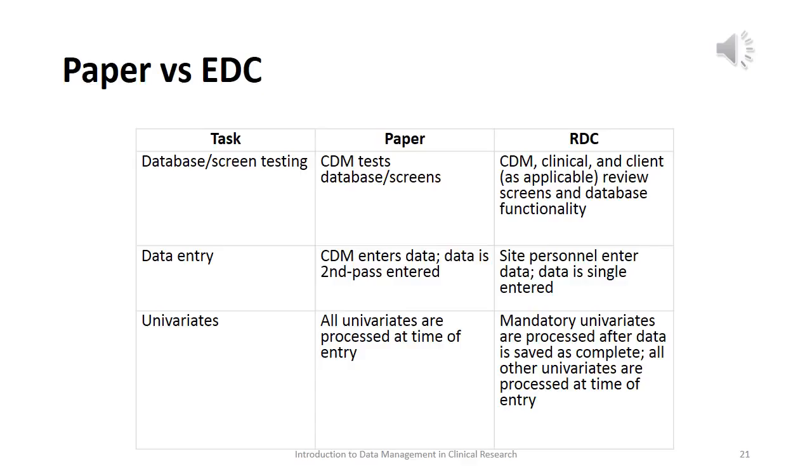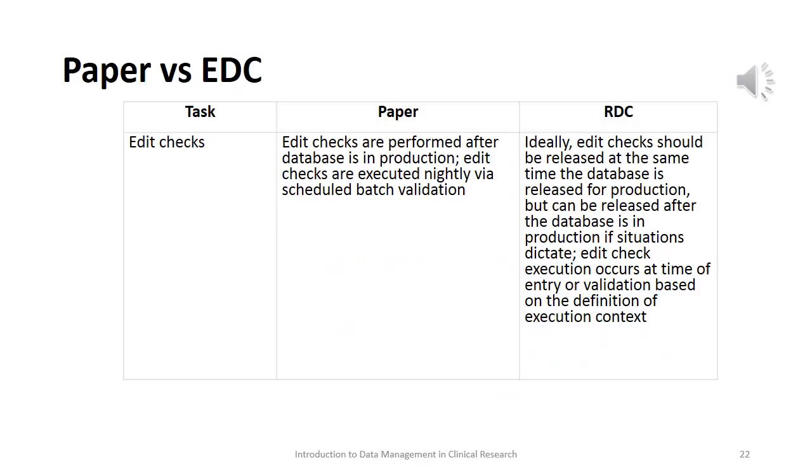So in other words, you're entering the data, you run into an issue, make a mistake, it automatically fires a query that asks you to fix it. That's what that means. So for edit checks, for our paper study, edit checks are performed after the database is put in production. So then edit checks are executed nightly via a scheduled batch validation. So we'll run it each night, and then in the morning when we come back in, we'll find all the discrepancies that fired during the batch process.